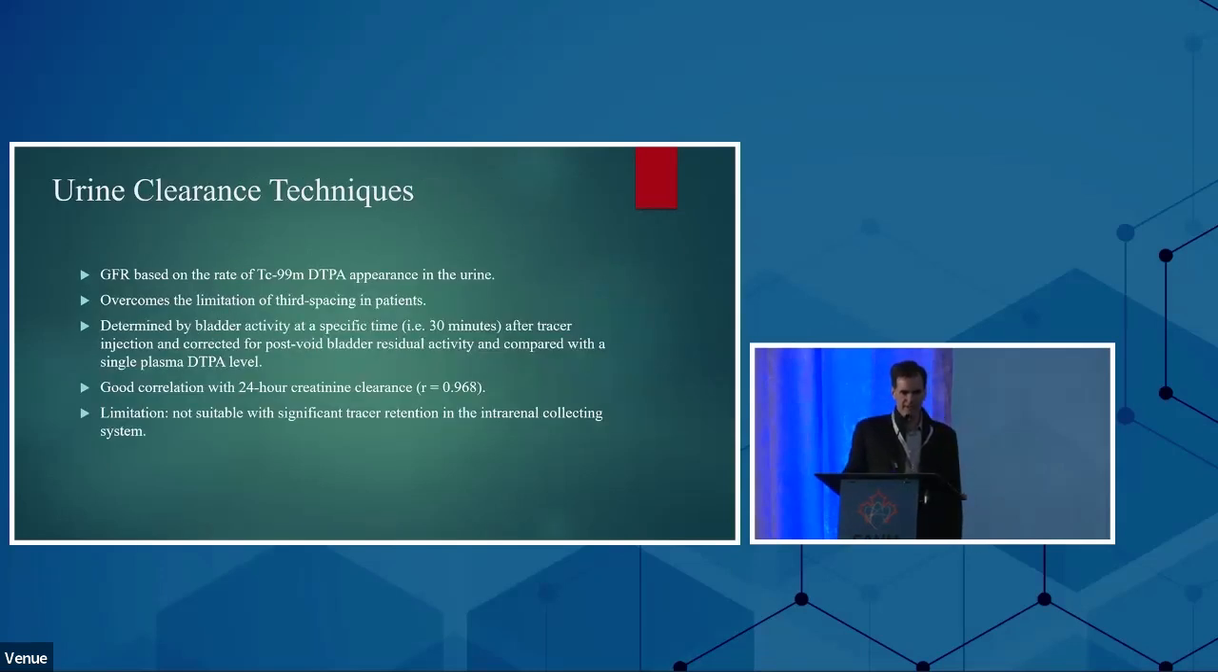Now, the urine clearance technique, I haven't seen that done in practice, but this method overcomes the limitation of third spacing in patients. It is a technique that's based on the rate of DTPA appearing in the urine and is determined by the bladder activity at a specific time after tracer injection and corrected for post-void bladder residual activity. And you compare this with a single plasma DTPA level. There is good correlation with the 24-hour urine creatinine clearance.